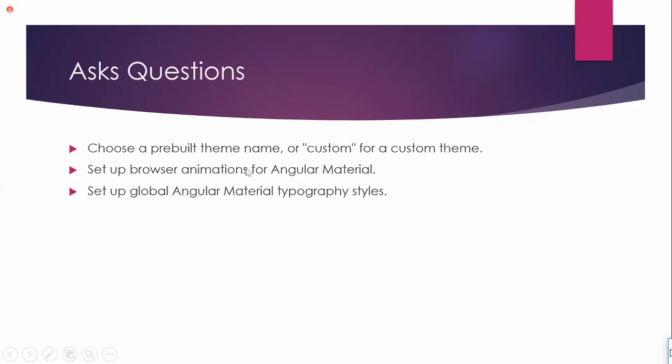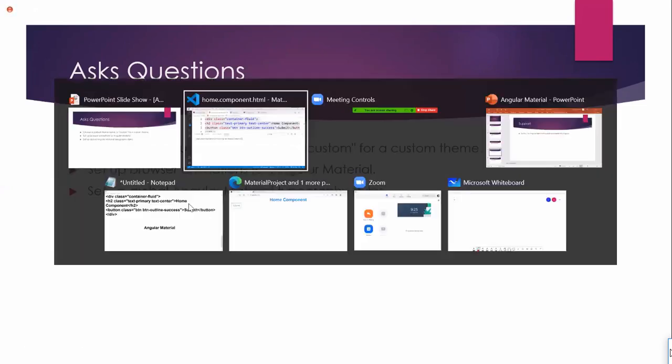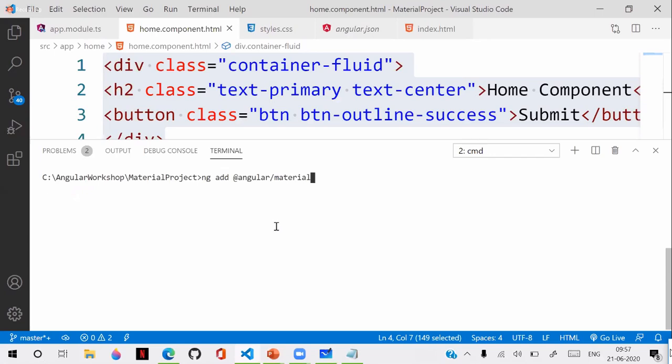It will also ask, do you want to use browser animations? For Angular Material, it is mandatory to have browser animations, so you need to say yes. And it asks, do you want to set up global Angular Material styles, the typography styles? You have to say yes. These are the three questions it will ask while adding Material. So I will go here and hit enter. We are trying to add Angular Material into our application.